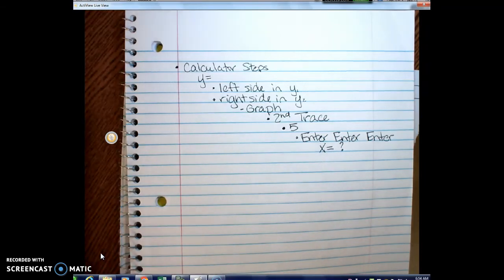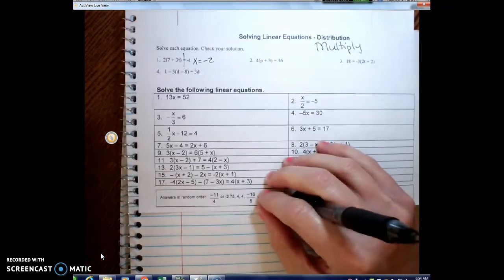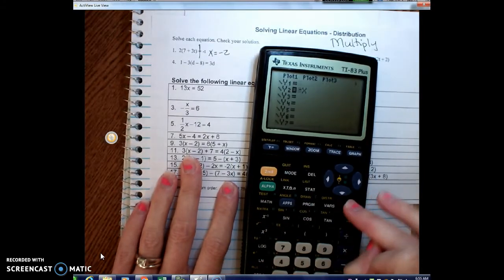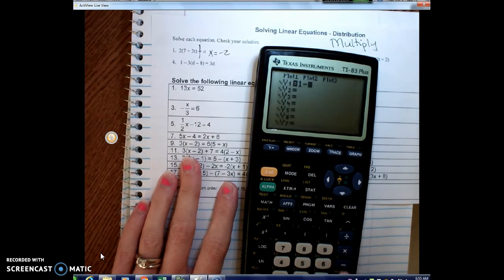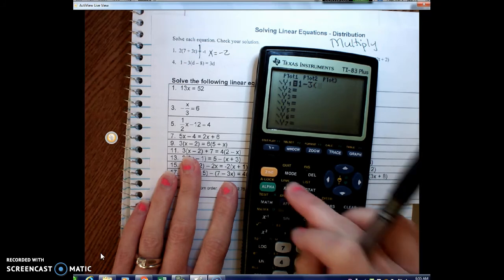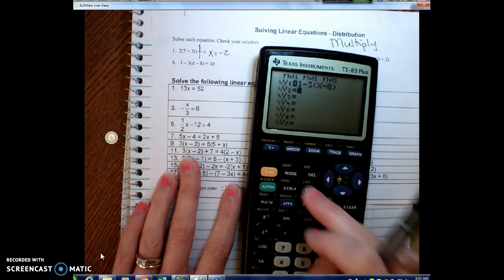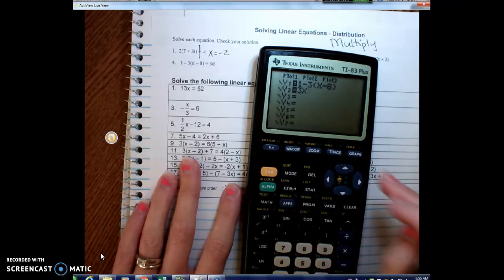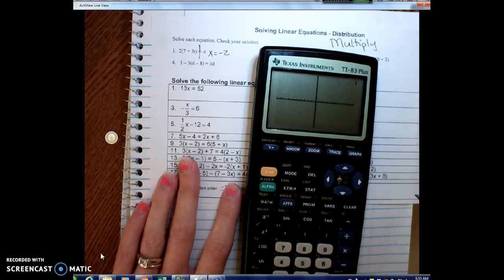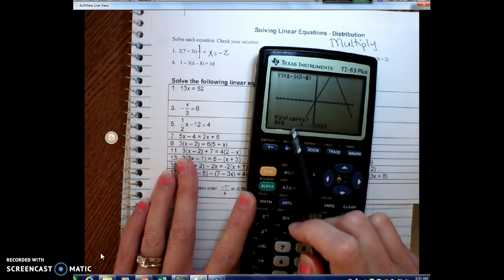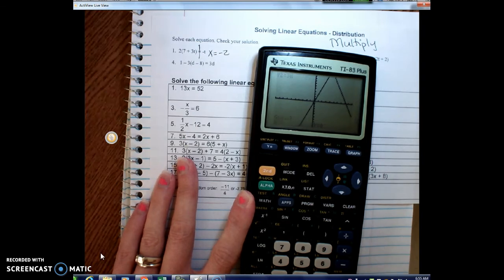So pause it, write those down, and then we're going to look at problem 4, which is a little more difficult but can still be done. So problem 4 again, we would type in 1 minus 3 parentheses x minus 8, again replace your variables with x. On the other side we'd have 3x, so then I'm going to hit graph, wait for them to show up. Then I'm going to hit second trace, I'm going to pick 5 for where they meet, and then I'm just going to go through my enter, enter, enter.